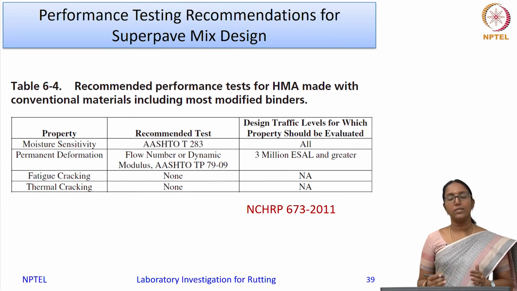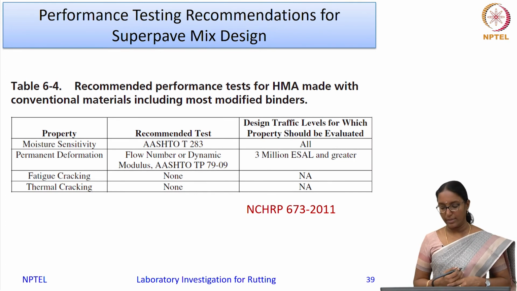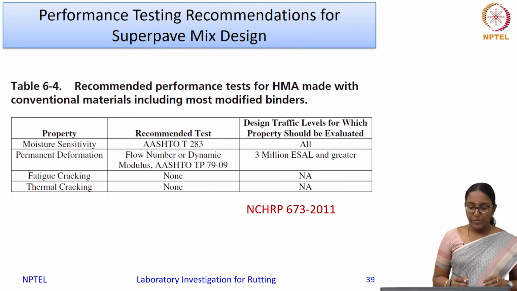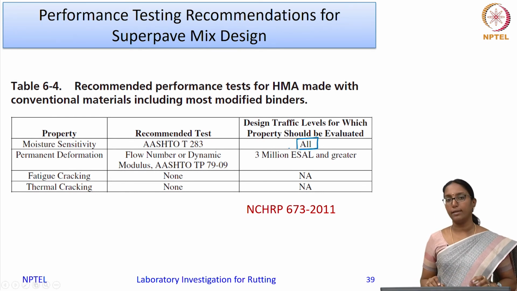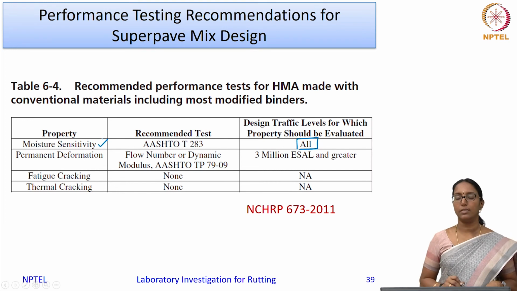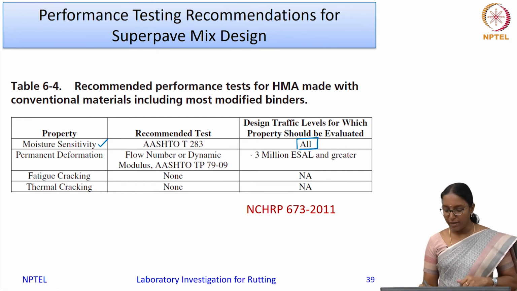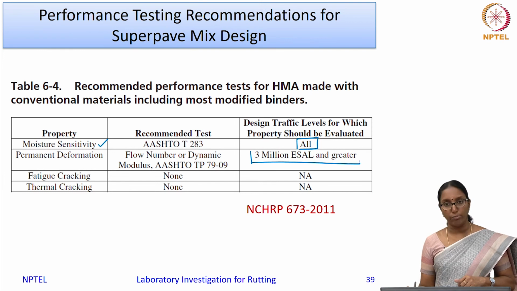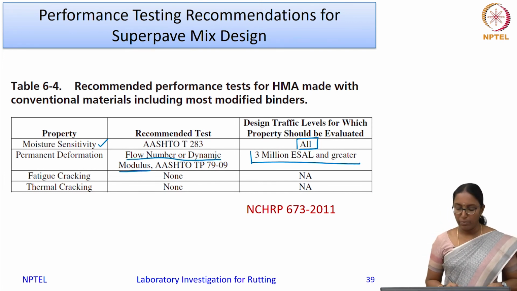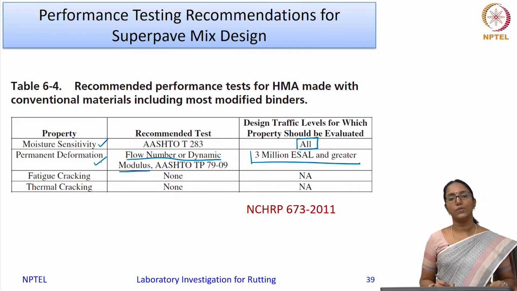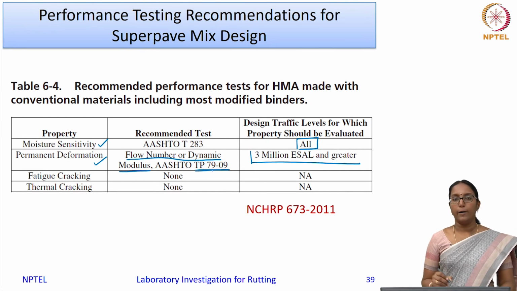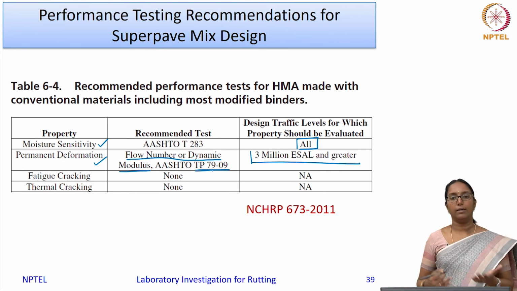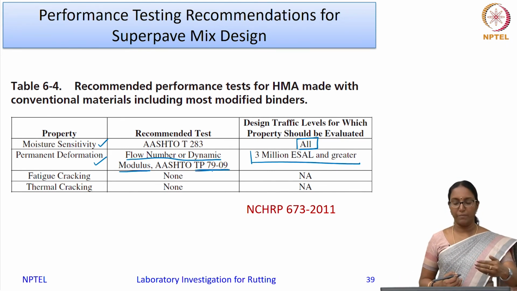The recommended test for HMA as per the latest NCHRP protocol is that for all the materials that you use, for all the design traffic levels, you have to do a moisture sensitivity test. And if your traffic is 3 million ESALs or more, a flow number test or a dynamic modulus test as per the AASHTO standards in order to determine its resistance to permanent deformation. This AASHTO TP 79 is the old protocol which has been revised lately, which we have been discussing.